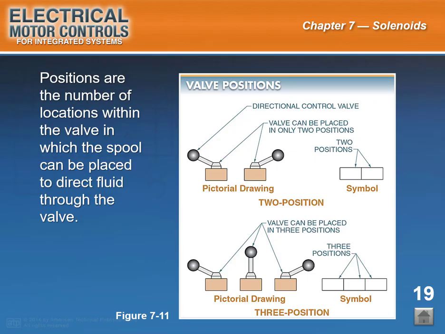Positions are the number of locations within the valve in which the spool can be placed to direct fluid through the valve. See figure 7-11. A manual directional control valve is placed in different positions to start, stop, or change the direction of fluid flow. A directional control valve normally has 2 or 3 positions.